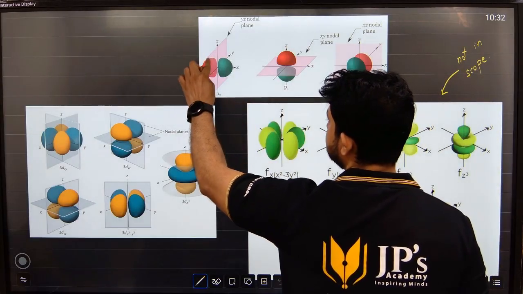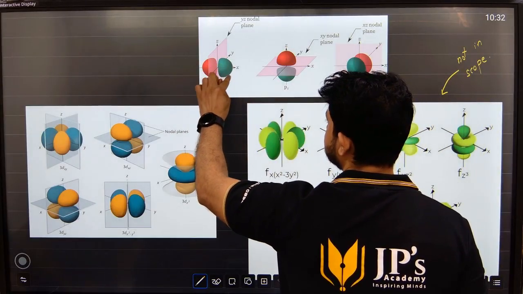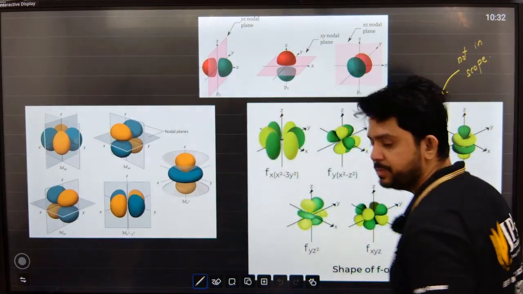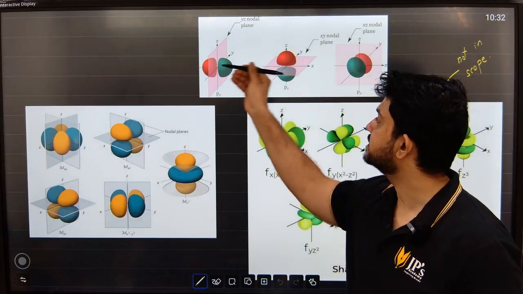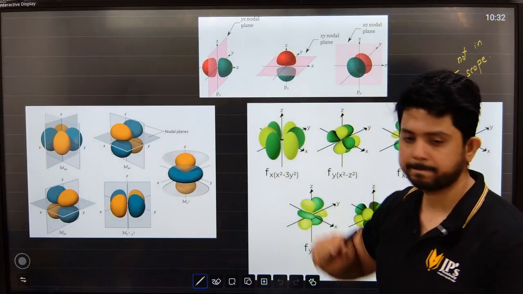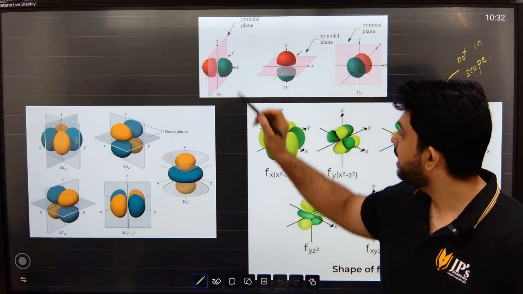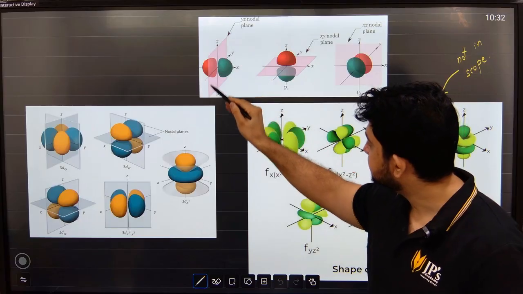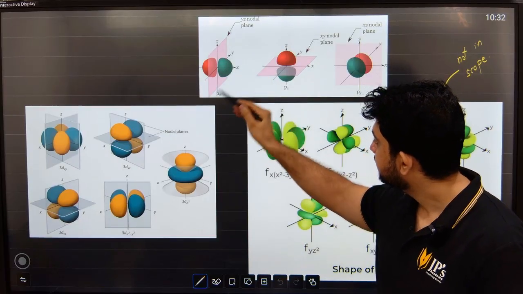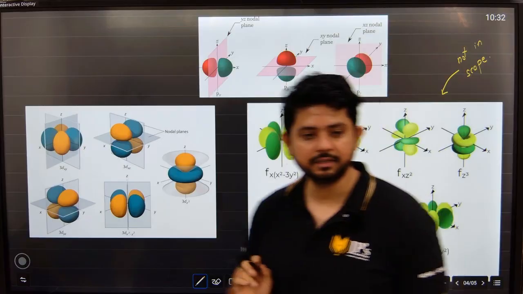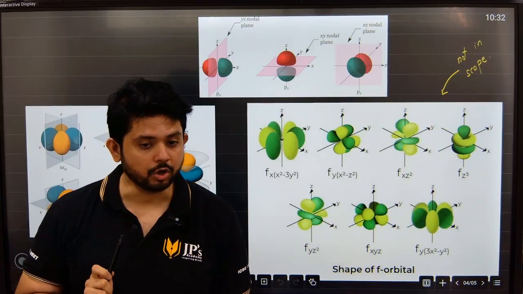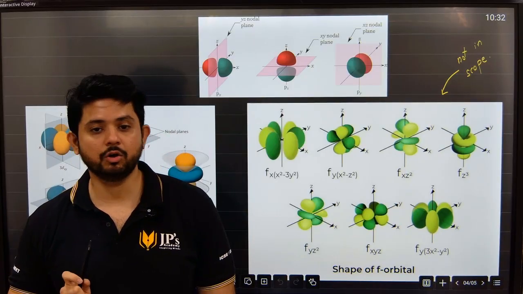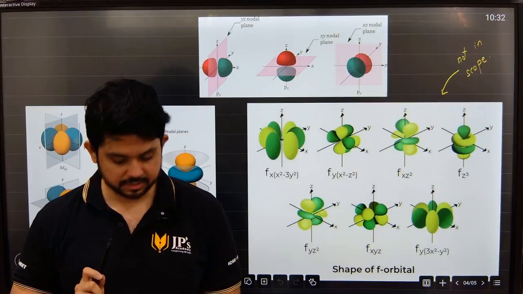So your lobe is along the x-axis, which means the probability to find an electron is along that axis. Now, if I draw a plane like this, which is the YZ plane, the probability to find the electron is 0 along the YZ plane. Let's try and understand this again.